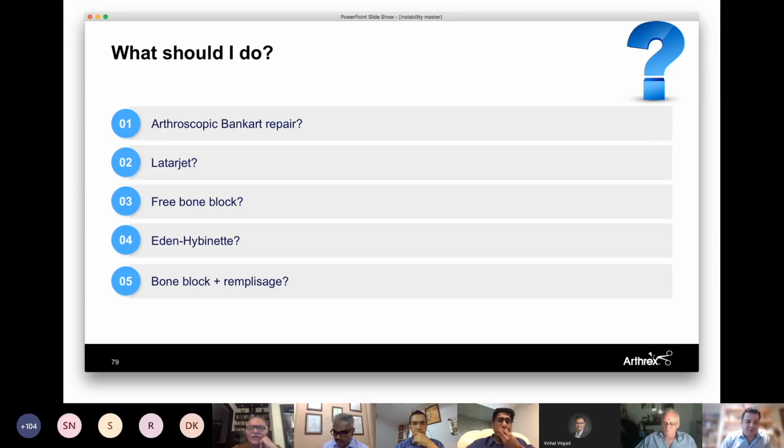I think, you know, all those American fellowship-trained surgeons, they didn't know how to do an open Latarjet. I think you just look at the complication rate in the US of Latarjet, you'll understand why they try to expand the indications for an arthroscopic Bankart.